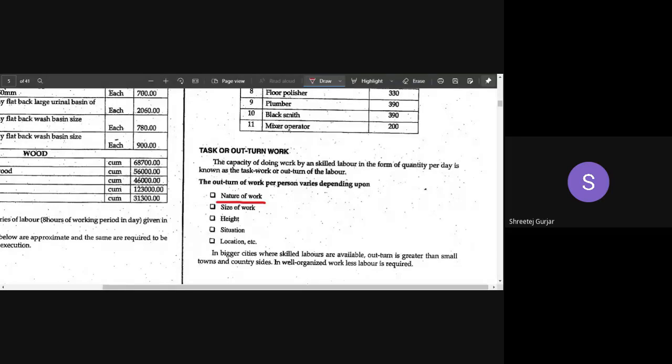Next, any other factor? Many factors are there. An important factor is his current situation, maybe his physical situation. Very important, whether he is fit to do the current work. If he is very young, he will do more work. If he is very strong, he will do more work. If he is an old person, he will do less work. Also based on his mental condition. How can his outturn vary on mental condition? Can you tell me the mental condition of the labor?